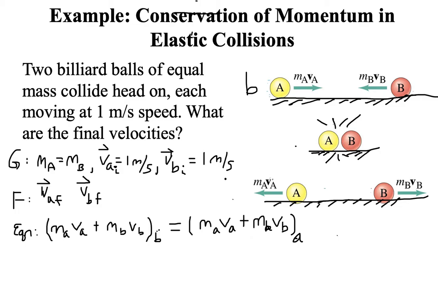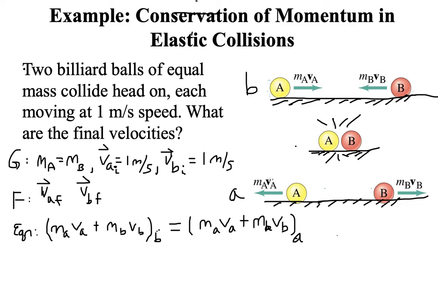And then in the after case, which I'll label with an A, ball A, which is yellow, is now moving to the left with a velocity VA, and ball B, which is colored red, is moving to the right with a velocity VB. Our goal is to find the velocities of balls A and B.